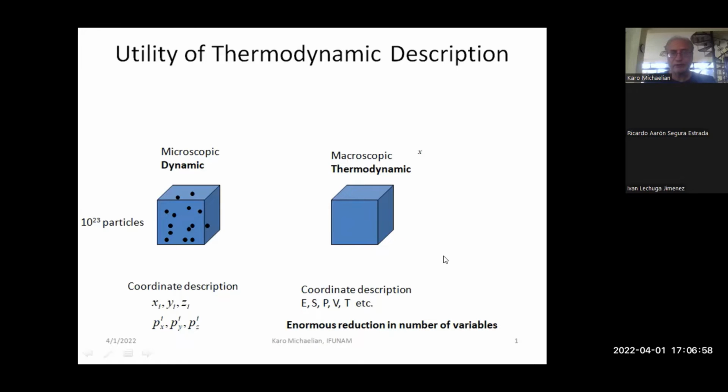These are what is known as a coordinate description in terms of these thermodynamic variables, instead of the coordinate description in terms of the individual positions and momenta of all the particles in the system. So the utility of this thermodynamic description is that you can go to a much lower number of variables. And it turns out that as long as you have a system which approaches an ideal gas, which is not exactly an ideal gas, but one which approaches an ideal gas, then this system of coordinates is sufficient to determine almost everything you want to know about the system, at least at a macroscopic level.